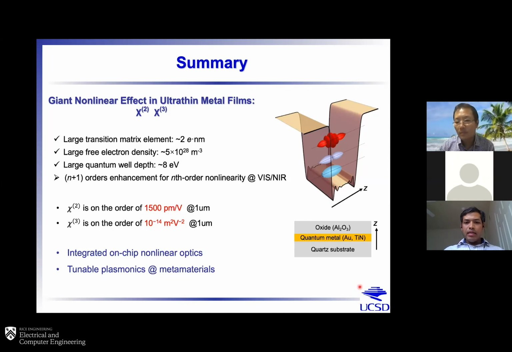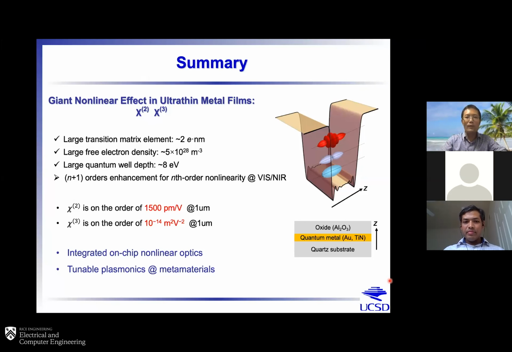I don't see any questions yet from the attendees. I have one actually. This is related to generally how we know about what Chi3 is with metals. They have, of course, a very high value of Chi3, but also a very high imaginary part of Chi3. Metals, of course, have a large free electron concentration, but also have absorption, which is the reason why they're not used in traditional nonlinear optical applications. So how about quantum wells?